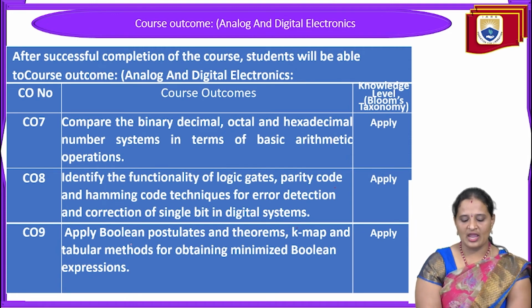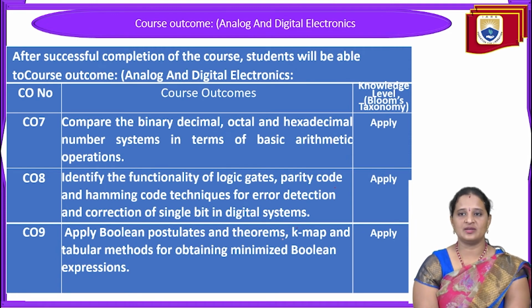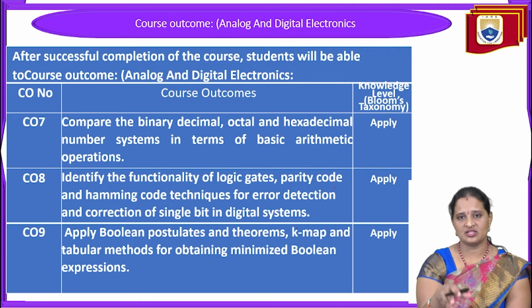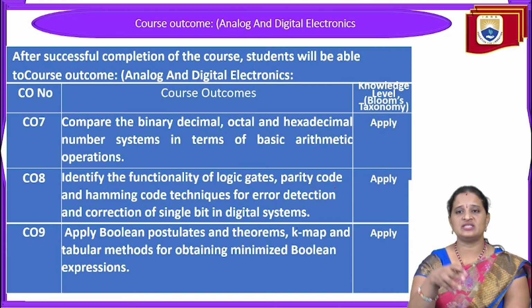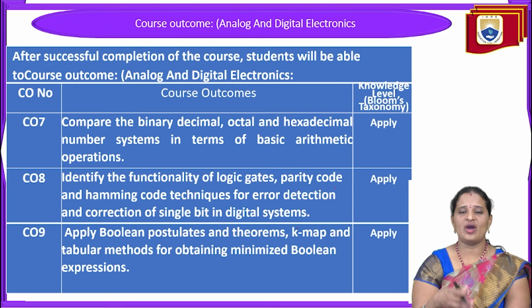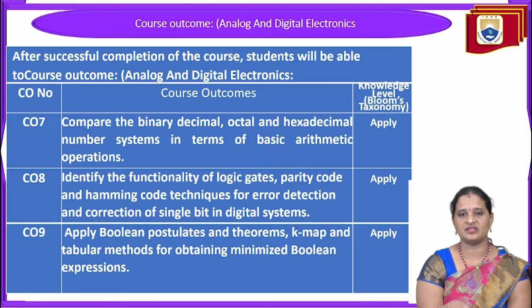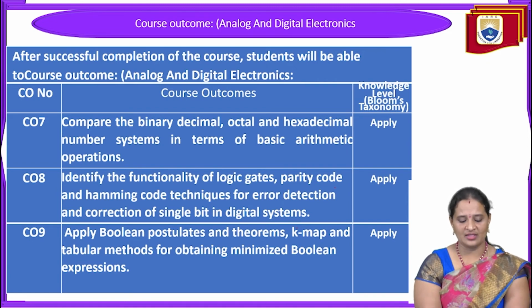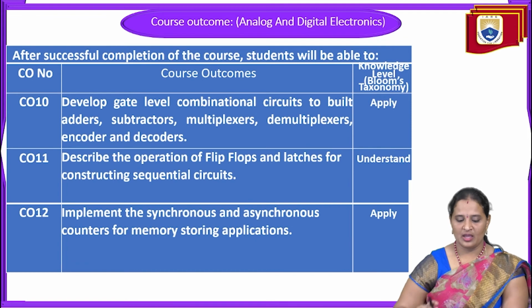So, next CO9, apply Boolean postulates and theorems, K-map and tabular methods for obtaining the minimized Boolean expressions. So, what is the importance of minimization? What are the various techniques for minimizing the Boolean function? And what is the resulting evidence? So, why are we going for the simplification? What happens if I simplify the Boolean expression? So, that is what can be understood by this CO.